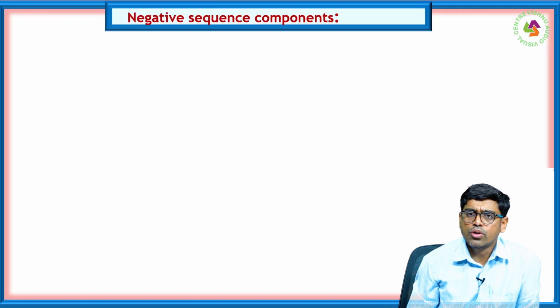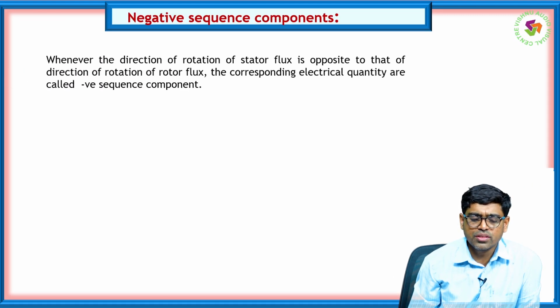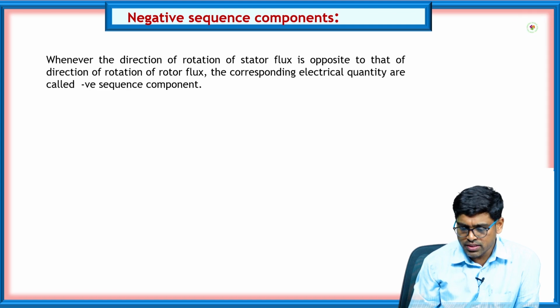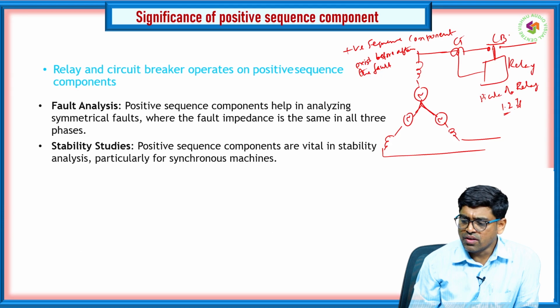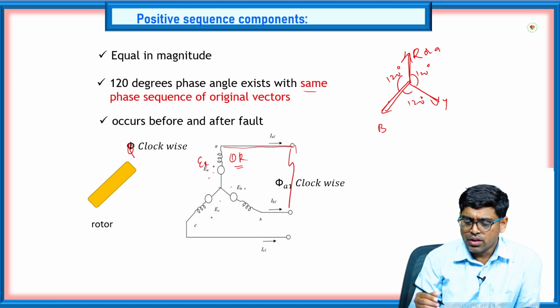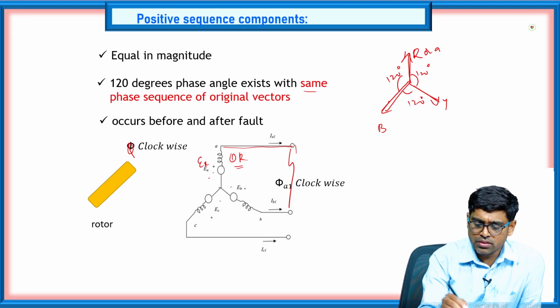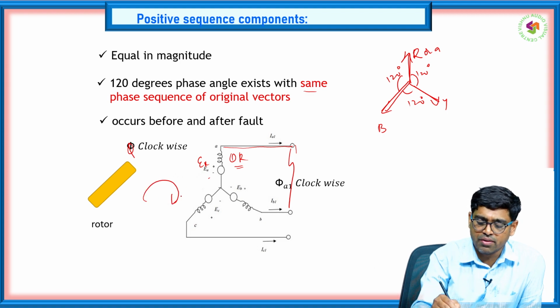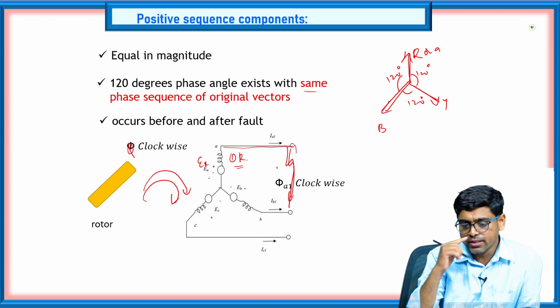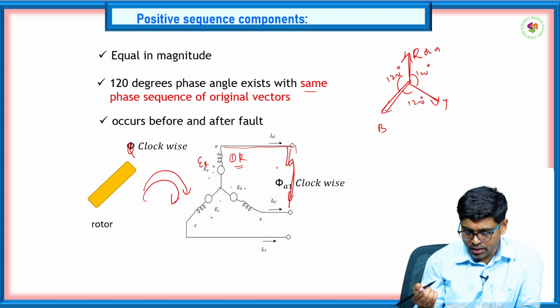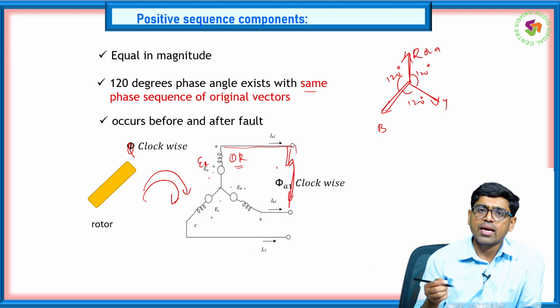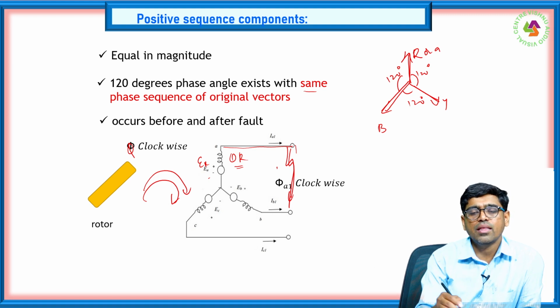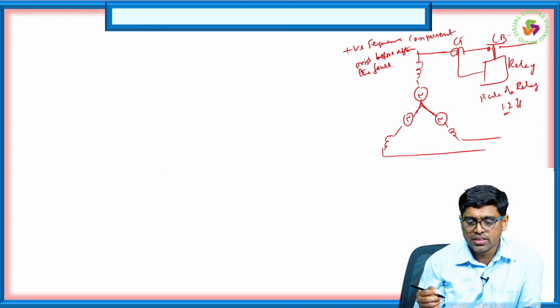And the next one is the negative sequence component. You can see in case of the positive sequence component, whatever the flux is here before the fault, the flux rotation is clockwise. After the fault has occurred, it is also clockwise. Means the positive sequence component will be in rotation the same as the actual rotor flux, clockwise rotation.